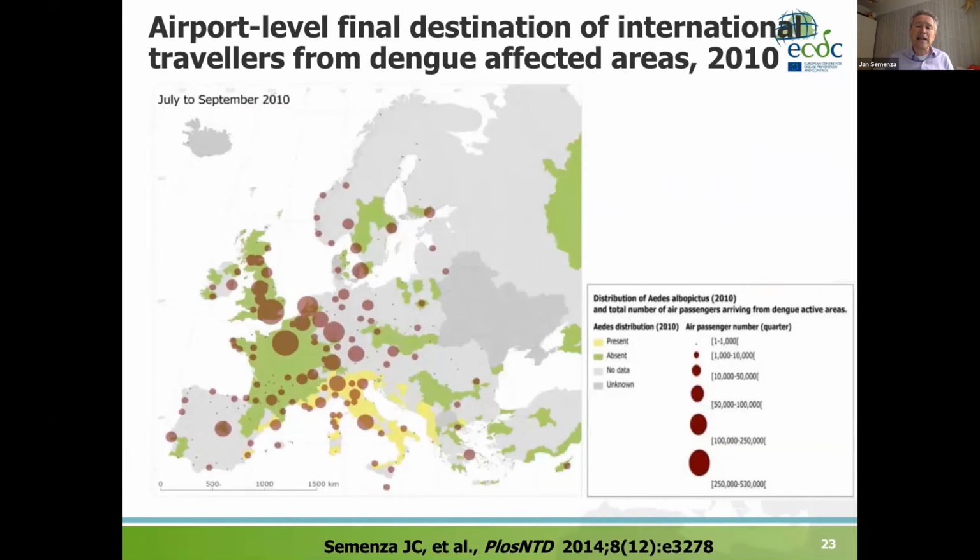And so this slide on the left illustrates the passenger volume from dengue active areas into Europe. You can see the yellow area on the map here, which illustrates the area where Aedes albopictus was present at the time. And as you know, the Asian tiger mosquito has expanded since, and I'll show you some maps on that. But you can see this high passenger volume into areas where there is a risk of transmission because the vector is present in those areas.